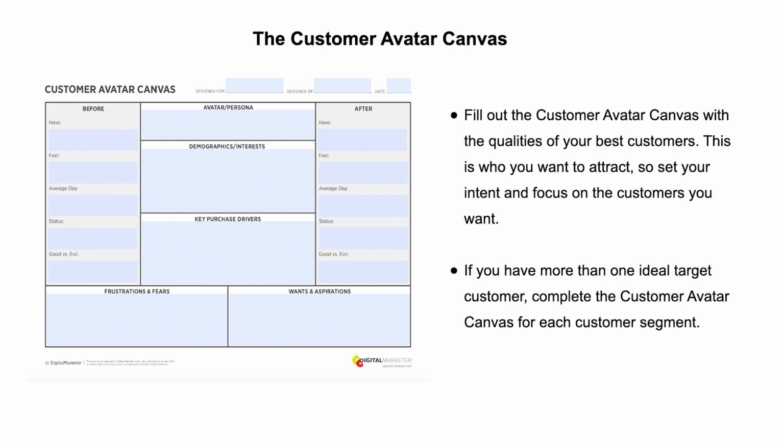When we fill out the customer avatar canvas, you want to be thinking about the qualities of your best customers. This is who you want to attract. So set your intent out to the world and focus on the customers that you want more of. If you have more than one customer segment, start with the one that you want to focus on the most, the kind of customer that you want to attract more of. But you would want to build a customer avatar canvas for each and every type of customer segment that you have.